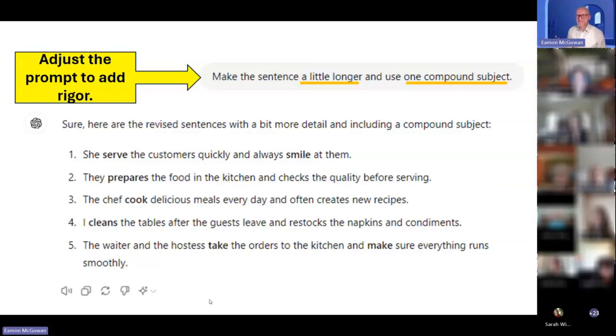And now it gave me some additional sentences that are a little bit longer, and so I'm adding a little bit extra rigor for the students. So for those of us that teach multi-levels, and we all teach multi-level, obviously, but especially those that are teaching those true 2-3, 3-4 combos, that could be really helpful to you.